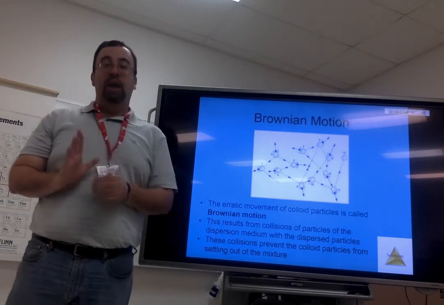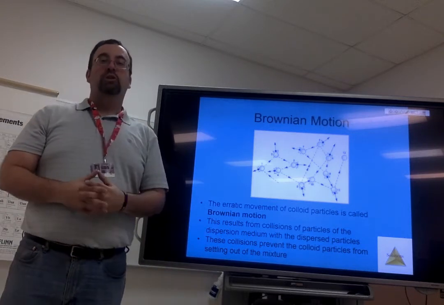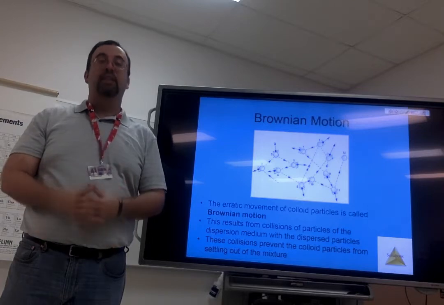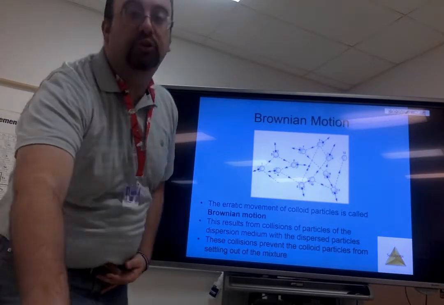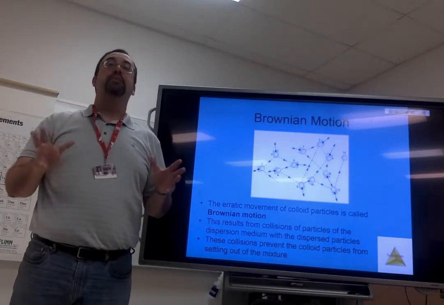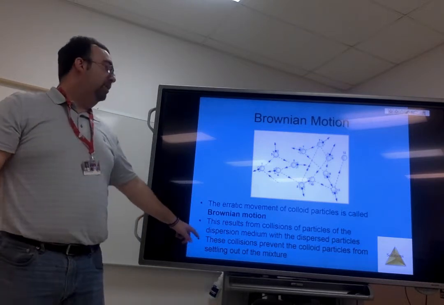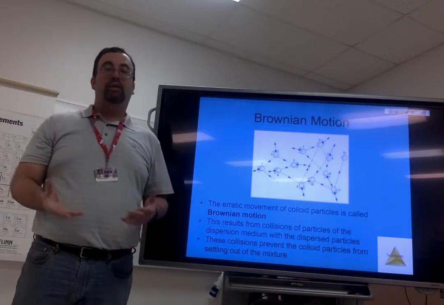Another interesting side note is that Brownian motion was also used to help Einstein explain the photoelectric effect, and therefore led him to his Nobel Prize. So this was also used by Einstein to help explain how molecules behave and also help to prove the existence of atoms. The collisions will prevent the colloid particles from settling out in the mixture.